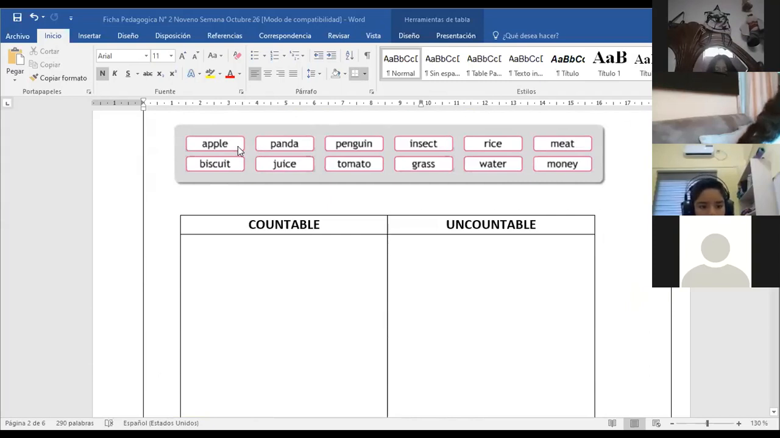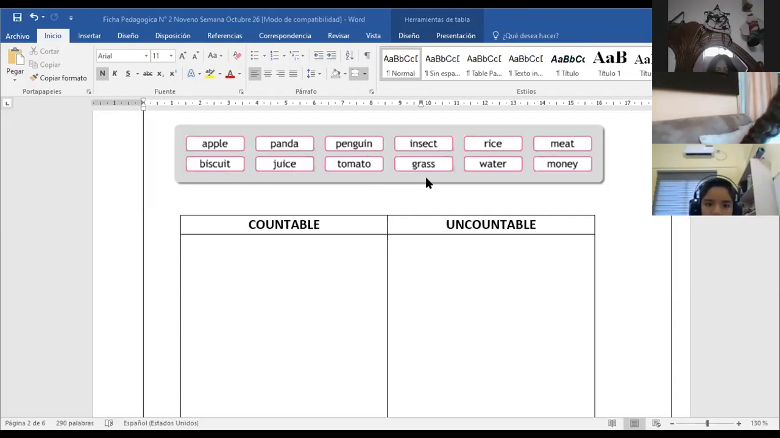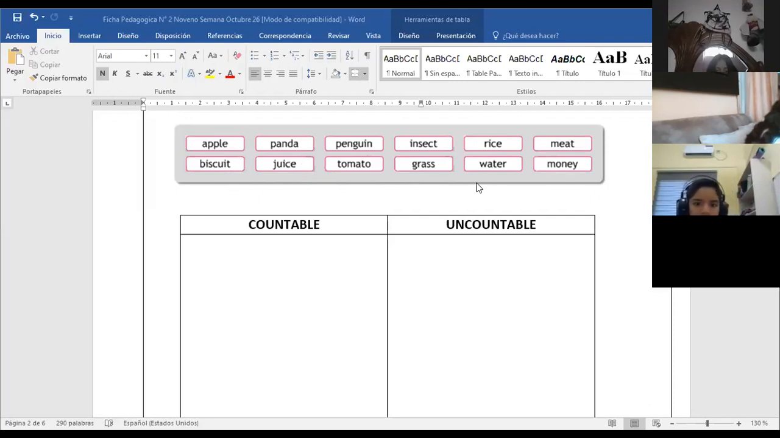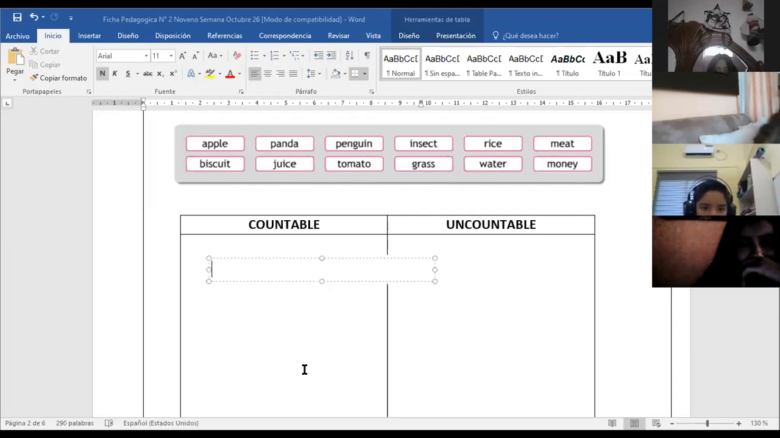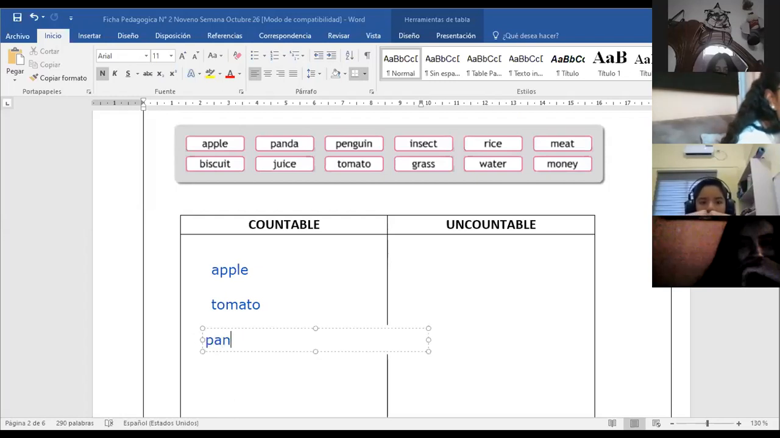Apple, panda, penguin, insect, ice, meat, biscuit, juice, tomato, grass, weather, and money. Okay, so you have to classify countable and uncountable. Give me an example, please. All right, countable. Apple. Another example. Tomato. Another example? Panda. Okay, now uncountable. Let's go with uncountable.